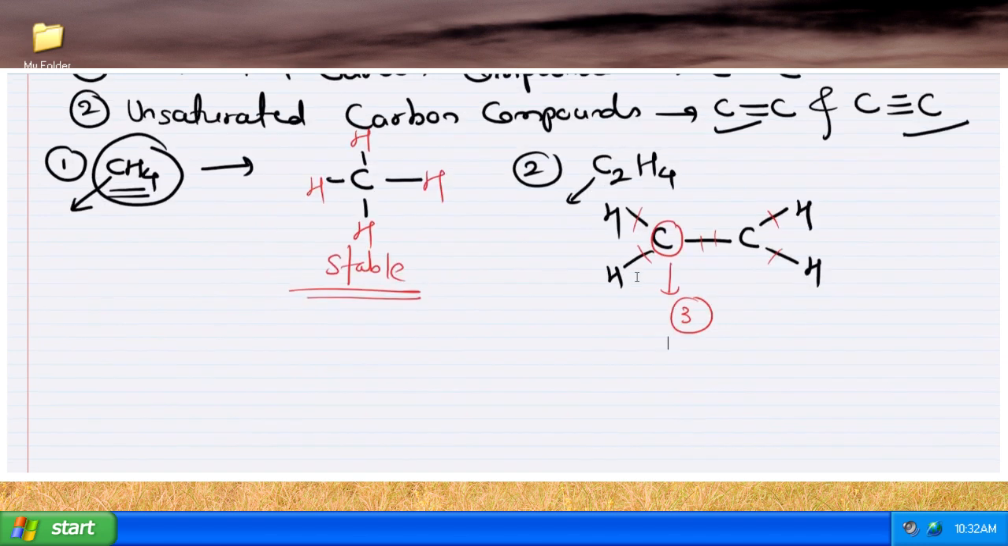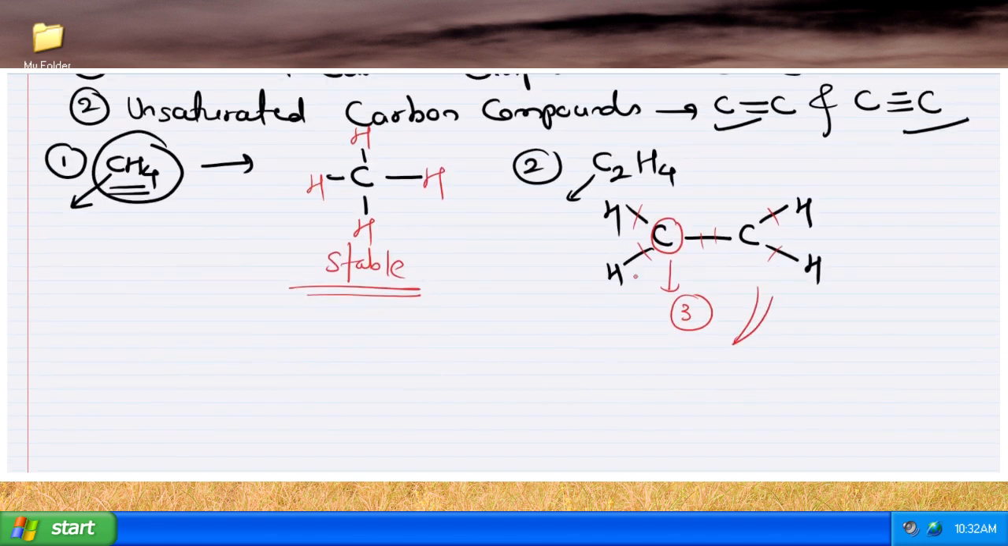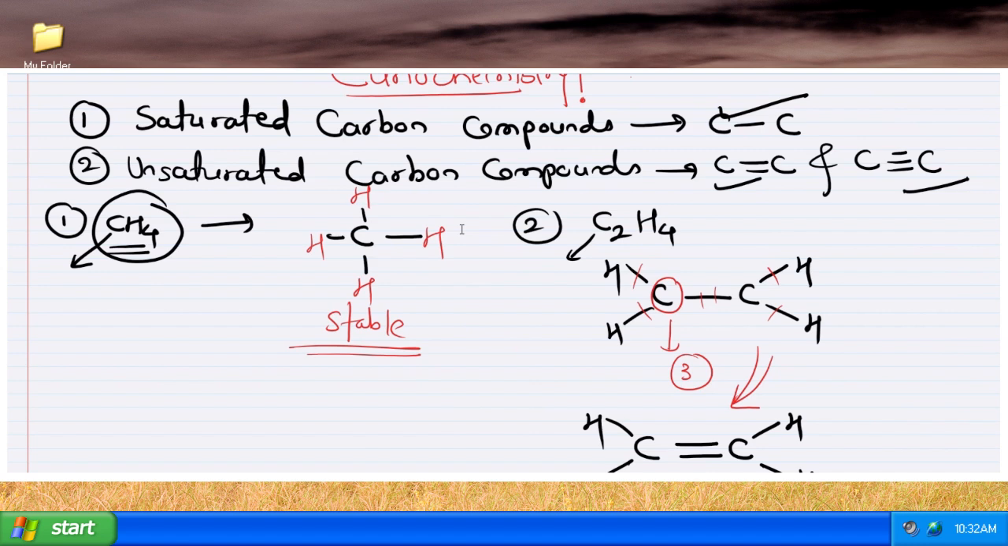So it is showing only 3 valence is completed, so something went wrong here. So what is the perfect structure for this? See, just a minute: carbon, double bond, carbon, then hydrogen, hydrogen, hydrogen, hydrogen, and it has the name ethene. So in this way we can identify according to their valency whether it is saturated or unsaturated.